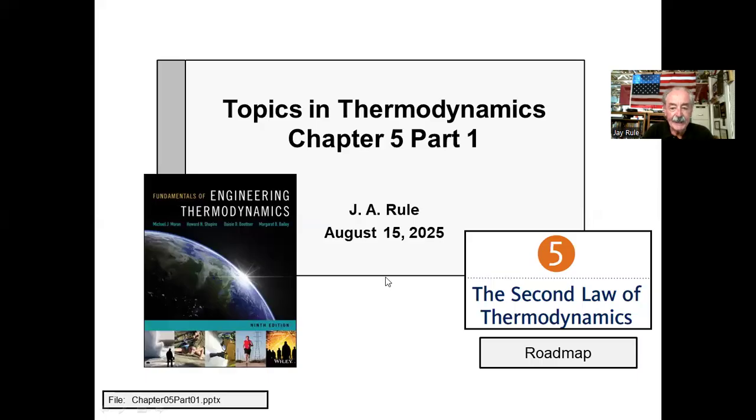The title of chapter 5 is The Second Law of Thermodynamics. And this is one that is going to involve the introduction of some concepts that you may not be very familiar with yet. It's my hope that you're able to grasp them. I'm going to do the best I can to try to relate a lot of these concepts to some things that perhaps you already have a feel for, and then we'll go from there. So let's look at a roadmap first.